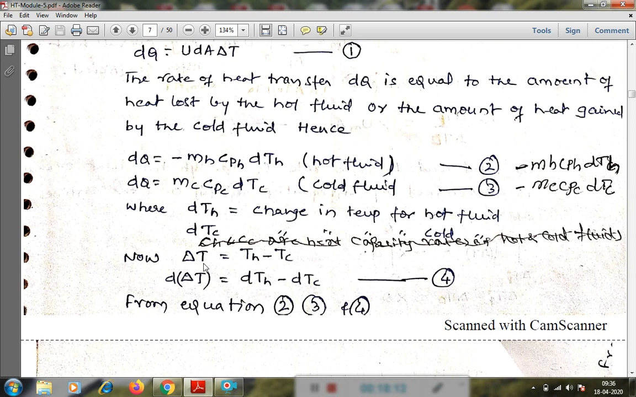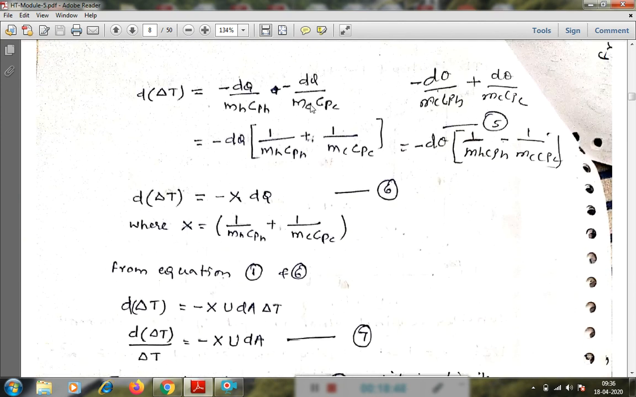Now the temperature difference between the hot fluid and cold fluid is Th minus Tc, and differentiating it, d of delta T is equal to dTh minus dTc. Here dTh and dTc we can take from equations 2 and 3: dTh is equal to dQ by minus mH CpH, and dTc is equal to dQ by mC CpC. We substitute these two in equation 4.